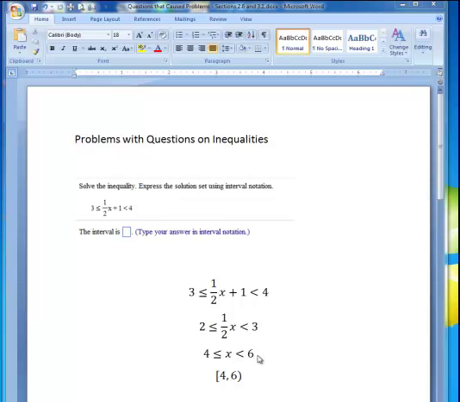Now the last thing to do is to get the interval correct. And the interval is really not that difficult. It's obviously from 4 to 6. But the issue we've got to focus on and make sure we get correct is whether it's an open or a closed bracket. Since this says less than or equal to near the 4, it's going to be a closed bracket, a square bracket. And since it simply says less than near the 6, it's going to be an open bracket, or parentheses.